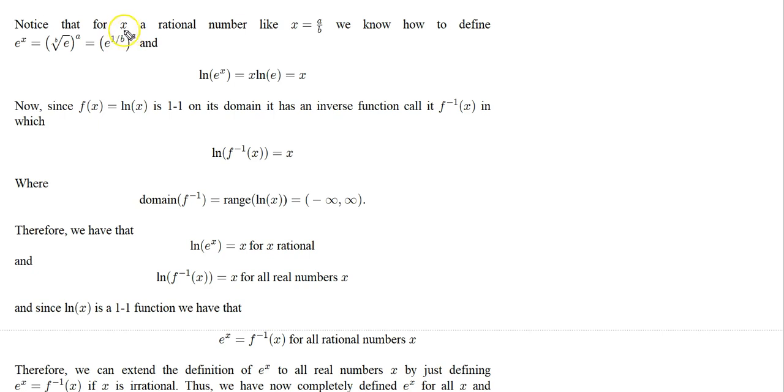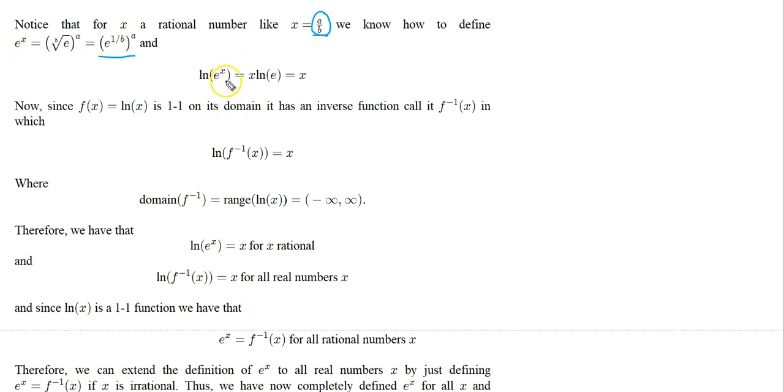First of all, if x is a rational number, like a over b, remember any rational number can be expressed as the quotient of two integers. So a and b would be two integers. A rational number is also a number whose decimal expansion either terminates or repeats, and that's the same as saying you can express the number as a quotient of two integers. Then we do know how to define e to the x power. It's simply the bth root of e raised to the a power. So you just define it like this. So we know what e to the x is if x is a rational number.